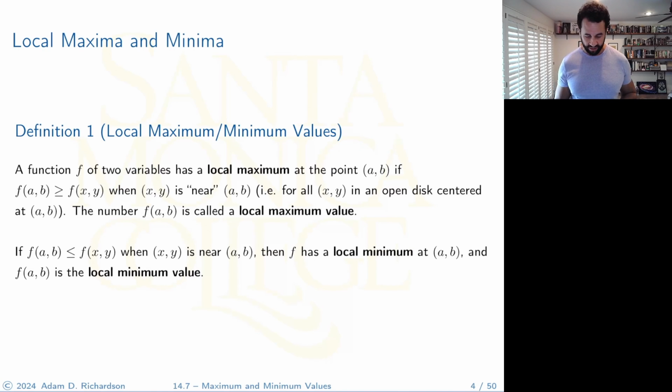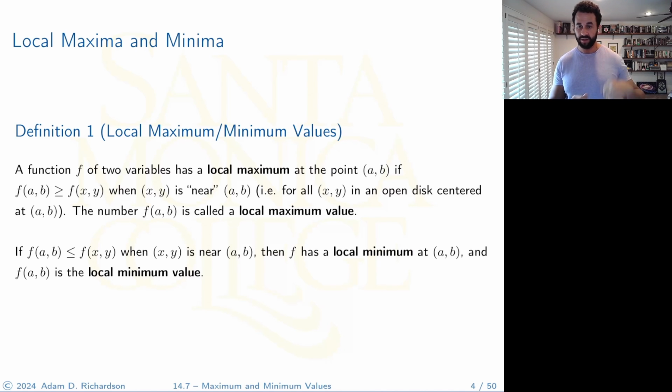Here's the definition. A function of two variables has a local maximum at a point (a, b) if the value of f at that point is greater than or equal to the value of f when you're near the point (a, b). Let me explain what near is in just a second here. What we're really saying is it agrees with your intuition. A point is a local maximum if everywhere around that point the value of the function is less, right? So the maximum is basically the top.